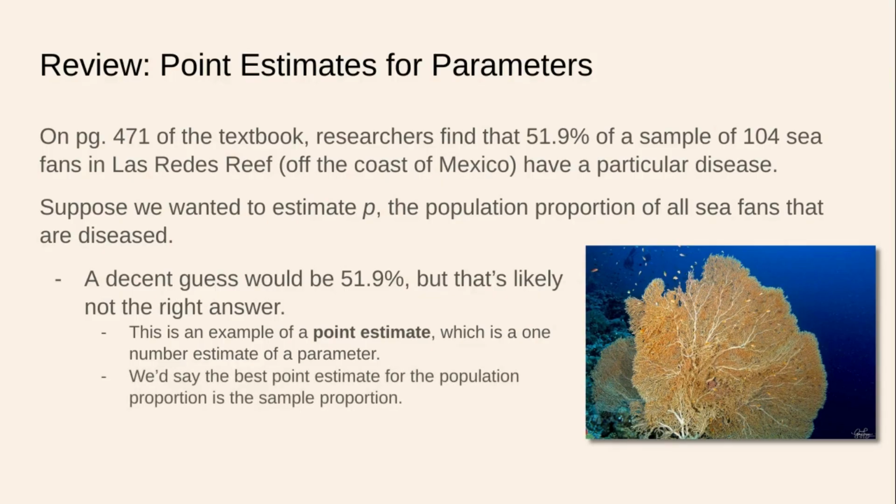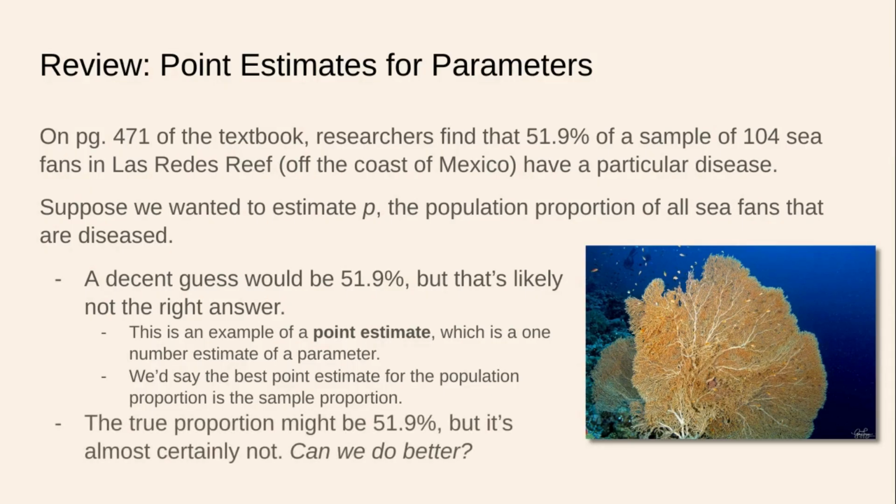We'd say the best point estimate for the population, though, as I've said, the population proportion in this case, is the sample proportion. That's the best we got. The true proportion might be 51.9%, but it's almost certainly not. And here's the big question. Can we do better? And it's at this point where we take this idea of an estimate and take it away from a point and talk about an interval.